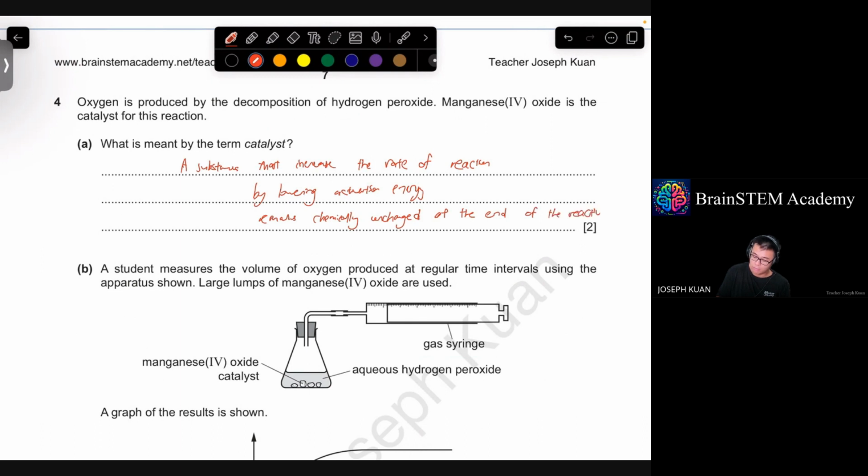Or you can also talk about how it allows lowering of activation energy by providing an alternative pathway for the reaction to occur. Right? So that's how you explain a catalyst.